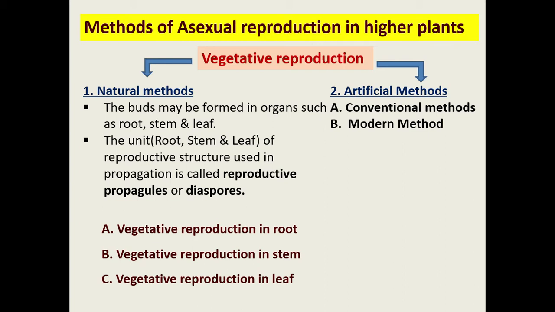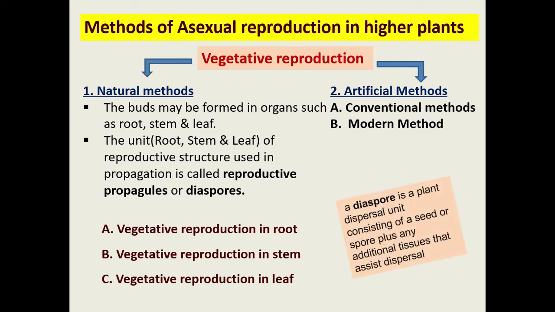Such roots, stems and leaves are what we call units. The units of reproductive structure used in propagation are called reproductive propagules, or otherwise diaspores. Here you may ask, sir, what is the exact meaning of diaspores? Let's see. A diaspore is a plant dispersal unit, consisting of a seed or spores plus any additional tissues that assist dispersal.